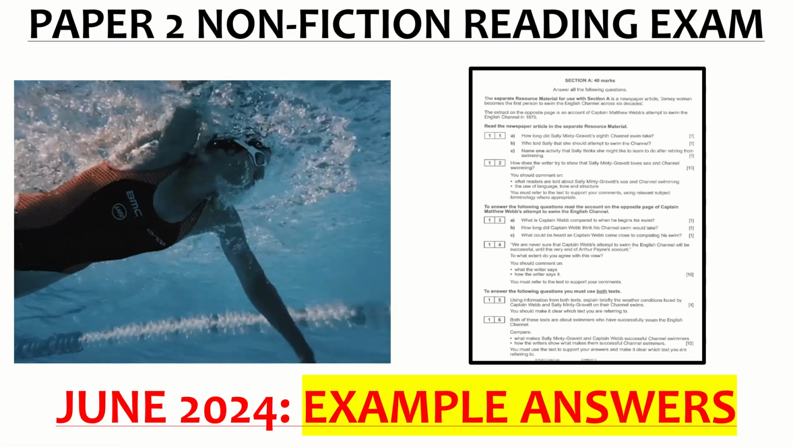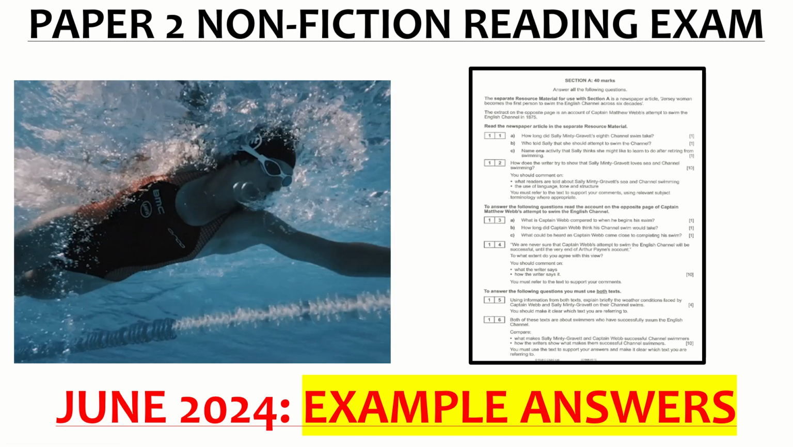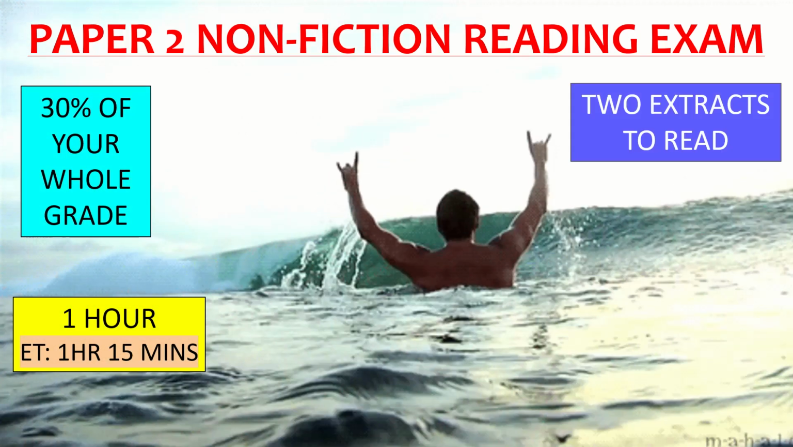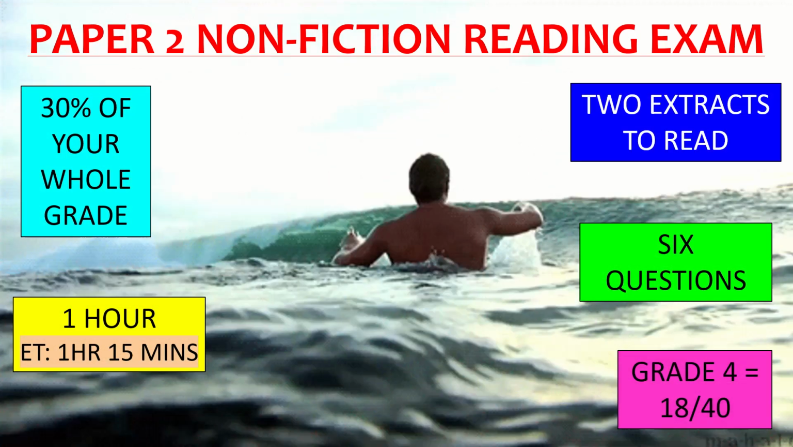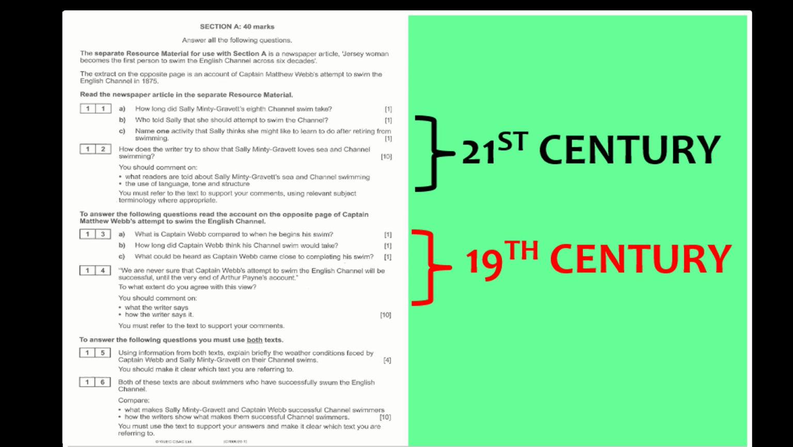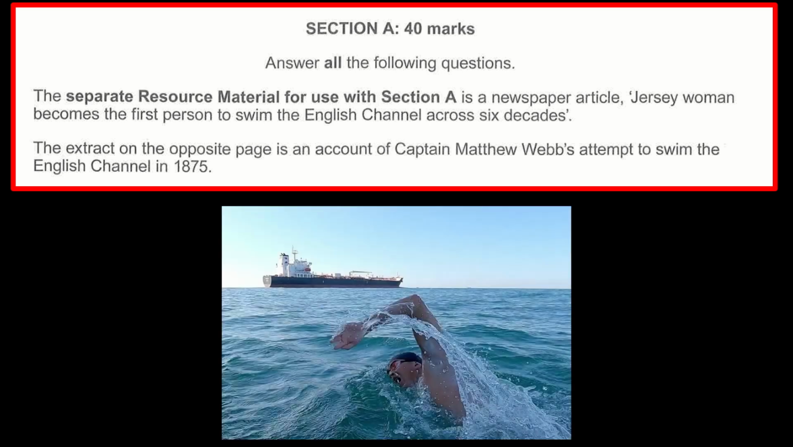Hi, if you did the June 24 reading paper, paper 2, this is just a quick recap analysis of that paper. So remember, there were 6 questions and you had 2 extracts to read. One from the 21st century, one from the 19th. Questions 1 and 2 were on the new extract, 3 and 4 on the older one, 5 and 6 on both. This resource was about 2 separate people, 200 years apart, swimming the English Channel.